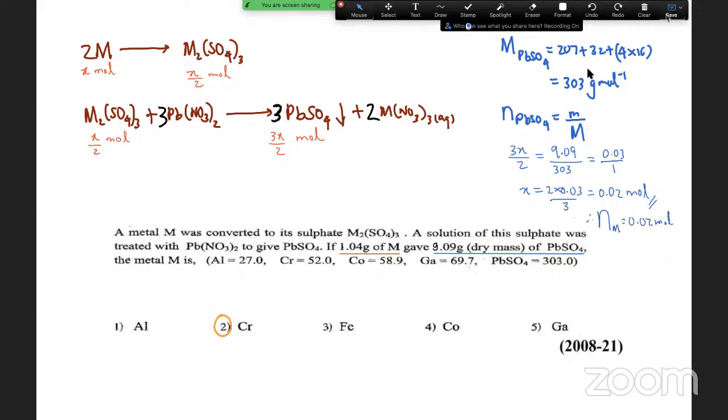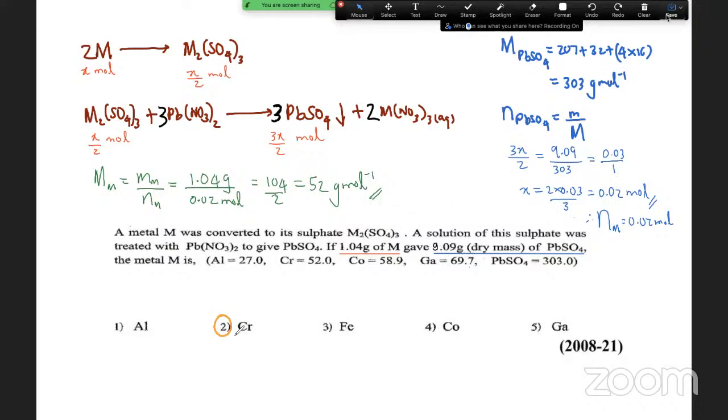That's it. So now for M, if you go with the molar mass equation, molar mass of M is going to be equal to mass of M over number of moles of M. Mass of M is 1.04 grams. Number of moles of M is 0.02 moles. So what is the final answer? 104 over 2. That is exactly 52 grams per mole. So please make that change in the past paper book. It should be 9.09 grams.